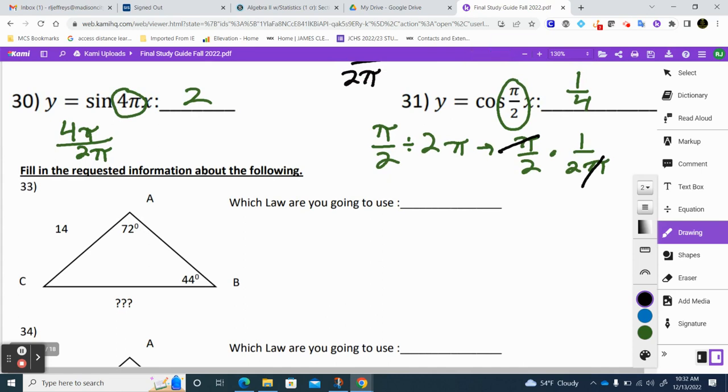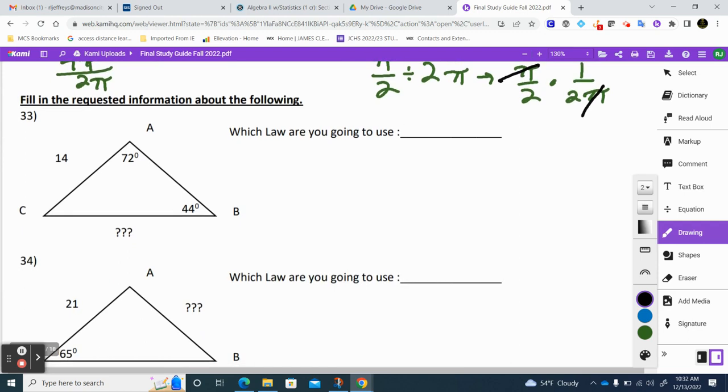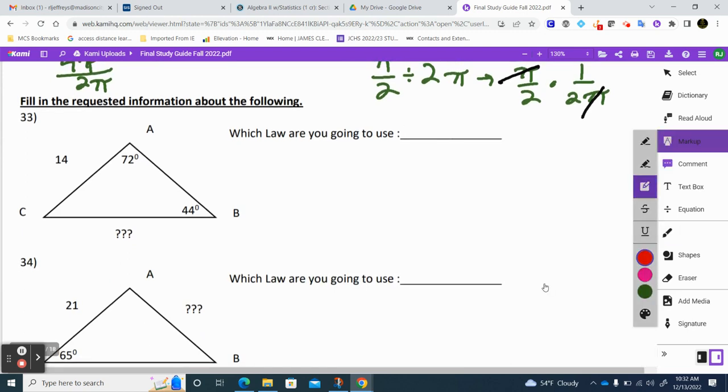The direction says fill in the requested information of the following. The only question that has to deal with this is which law you're going to use, the law of sine or law of cosine. So this is what you need to look at on your test. I have this side. I'm looking at sides that are across from angles. That would be the law of sine.